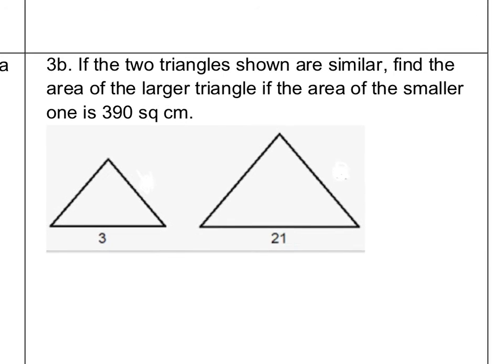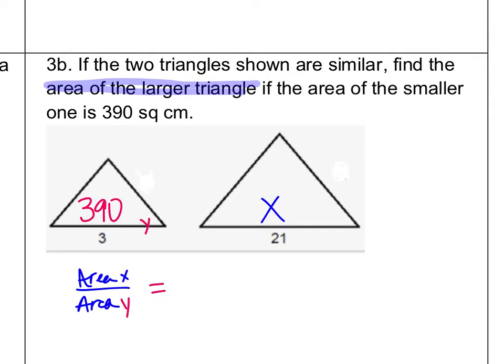3B, if the two triangles shown are similar, find the area of the larger triangle. So we want the area of the larger triangle if the area of the smaller is 390 square centimeters. So the area of the larger triangle is going to be X. Remember, when you're working with areas, the ratio, so area of X over the area of, we'll just call this Y, will equal that scale factor squared. Okay, so our scale factor is K.